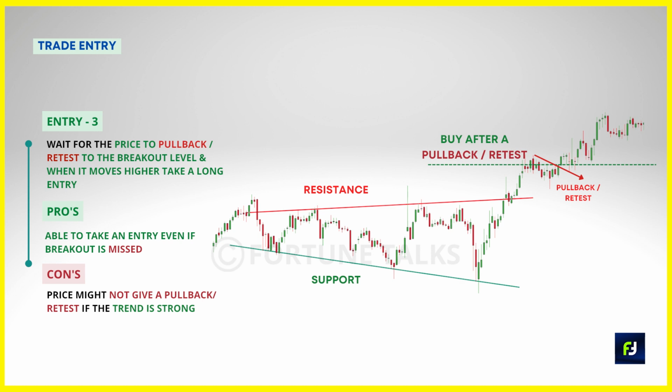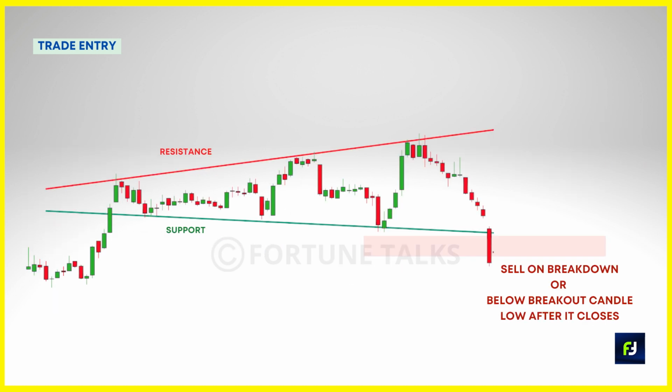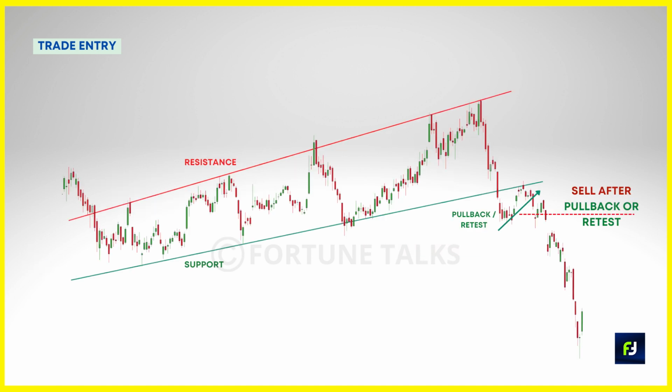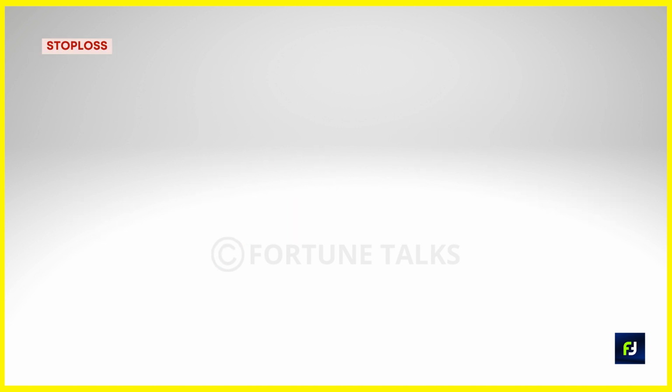Now the same entry methods are applicable in case the price breaks down below the lower trendline support of the pattern. In that case, you can take a short entry on the breakdown or after the breakdown candle closes below the support level. You can also enter a trade after a pullback or retest to the lower trendline support. Now talking about stop losses, placing stop losses for this pattern is actually a hard task.